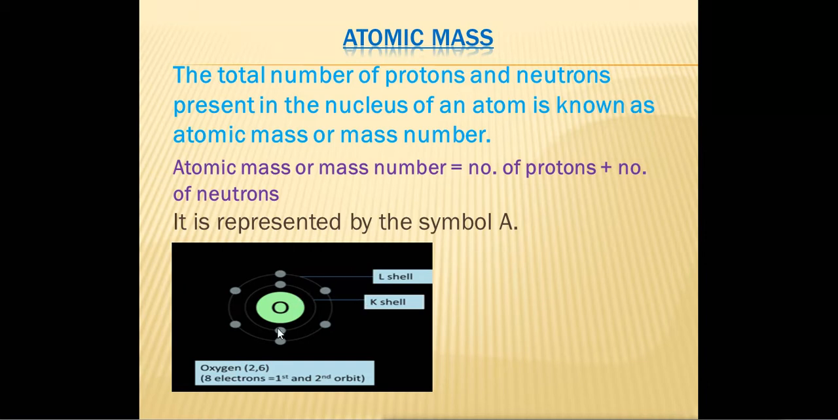Suppose this is the electron distribution of an oxygen atom. This is the diagram showing the electron distribution of the oxygen atom. In the center we have the nucleus. The light green section you can see in this diagram is the nucleus. Around the nucleus we have shells. In these shells electrons will revolve.